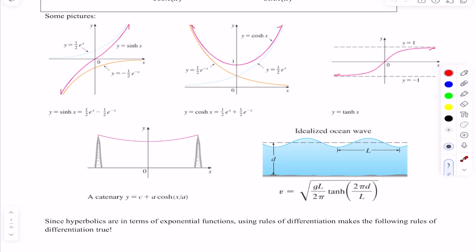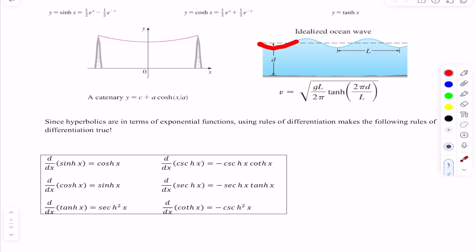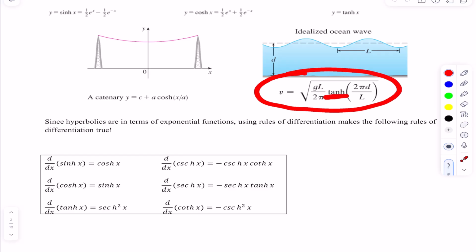You may have seen two telephone poles in your lifetime, and that wire hanging from two telephone poles is called a catenary, which is actually modeling a hyperbolic cosine function. You may have seen the ocean at some point in your life, and if you look at an idealized ocean wave, the velocity of such an ocean wave is defined to be a hyperbolic tangent function. So hyperbolic functions are probably around you and you don't even know that.